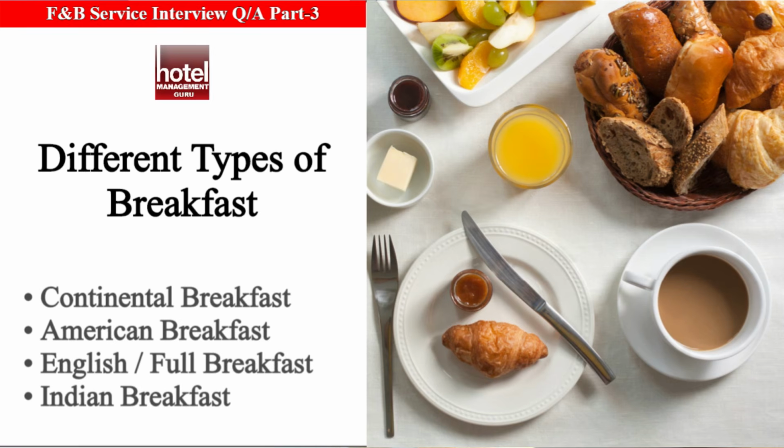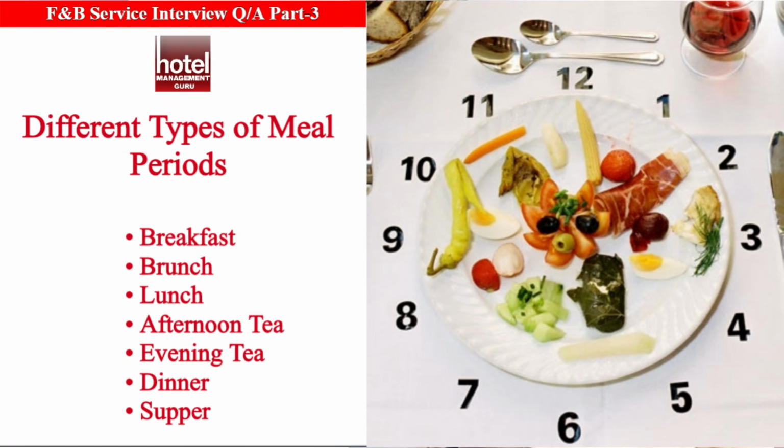Then you have types of breakfast also. Continental, American, English breakfast. That's done. Apart from the different types of meal periods, breakfast, then we have brunch, we have lunch, we have afternoon tea, we have evening tea, and then we have dinner, and then last we have supper.